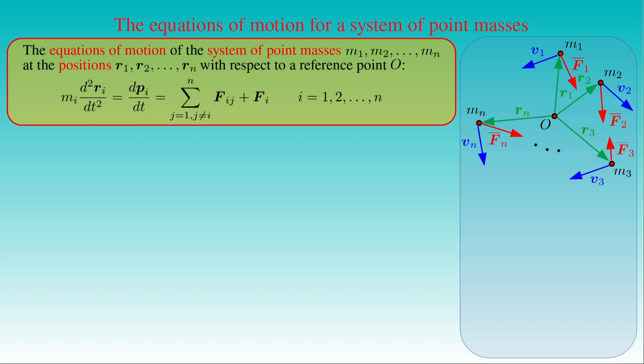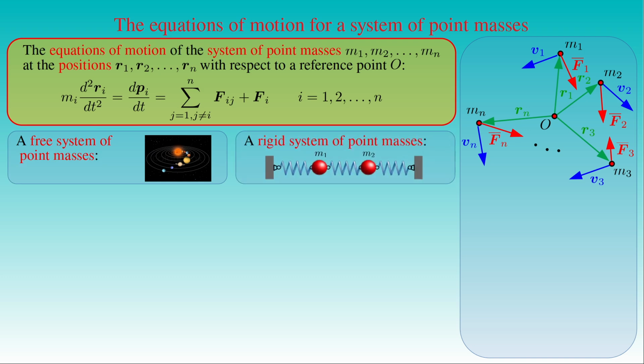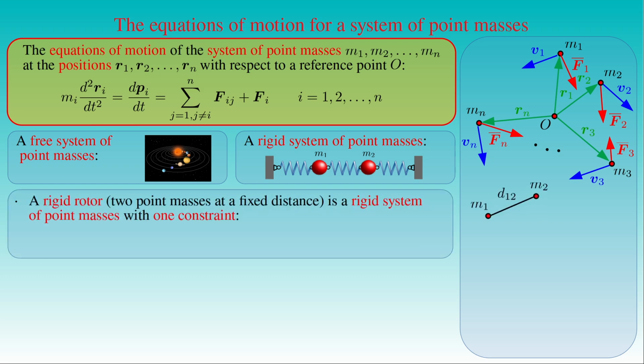Considering the case of the free and constrained motion of a point mass, we can talk about a free system of point masses such as the solar system, or a rigid system of point masses such as the example with the balls connected with springs, where the motion of the point masses is restricted by constraints. 2 point masses m1 and m2 at a fixed distance d_1-2, called a rigid rotor, also form a rigid system of points, where the only constraint is the one stating that the distance between the 2 point masses is constant during the motion of the rotor. With respect to a given reference point O, the position vectors r1 and r2 of the 2 point masses can be represented by their Cartesian coordinates in a coordinate system attached to the reference point, and we can express this constraint in a mathematical form.